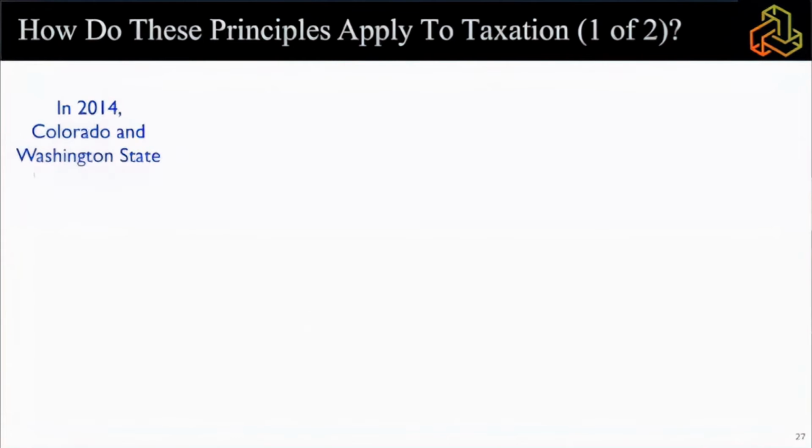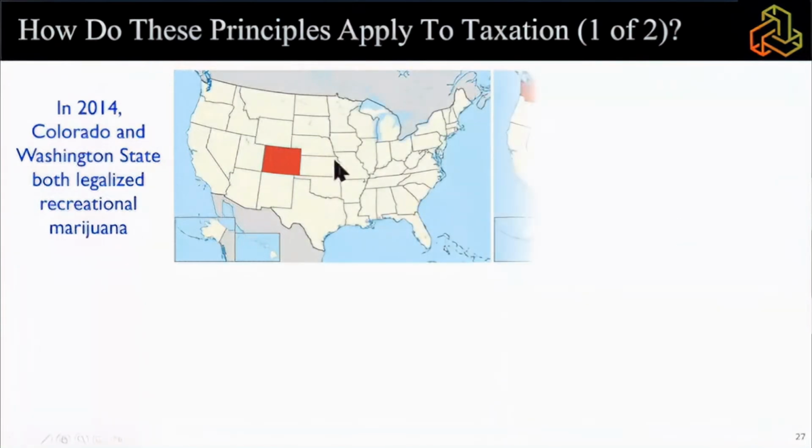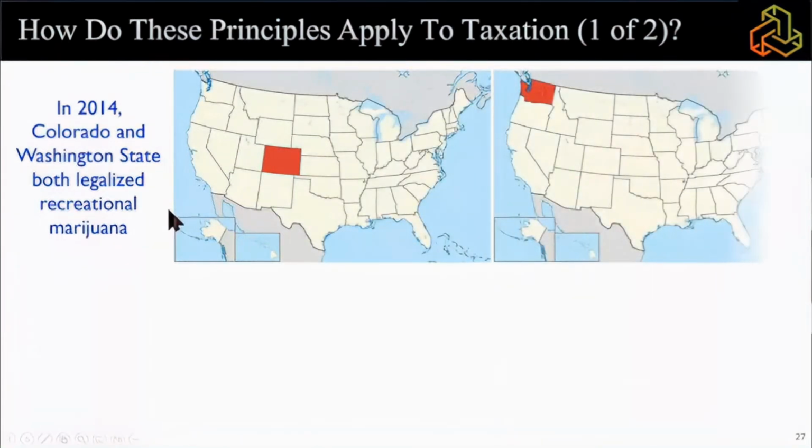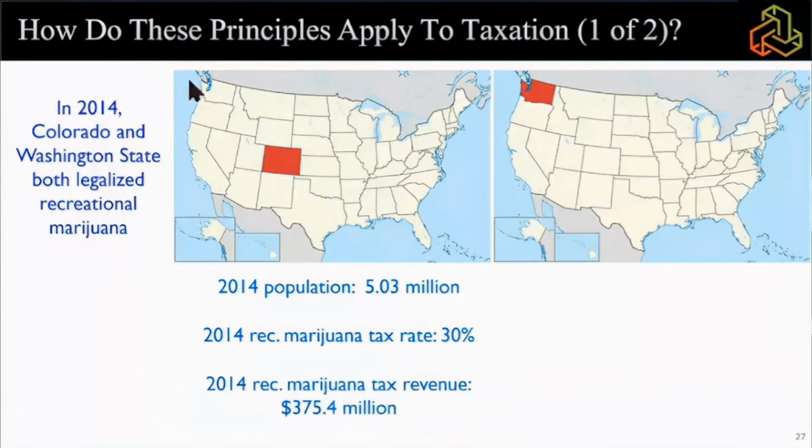So how might these principles apply to the government with respect to taxation? Well, in 2014, Colorado and Washington State both legalized recreational marijuana. Now, Colorado's got this population, and they applied this tax rate in that year. At the end of the year, they had $375 million in tax revenues from marijuana, money that they wouldn't have had otherwise. I mean, this is brand new money to them. They would not have had that had they not worked out a way to legalize that.